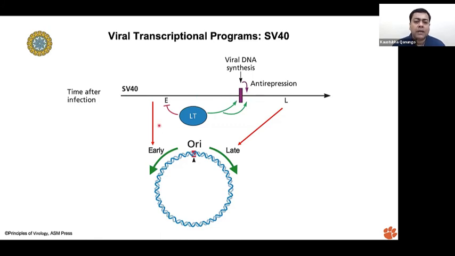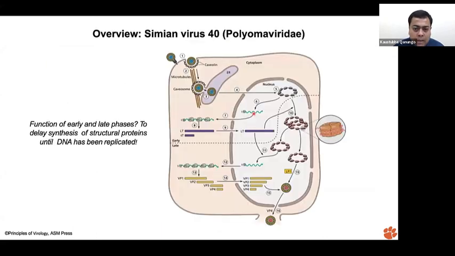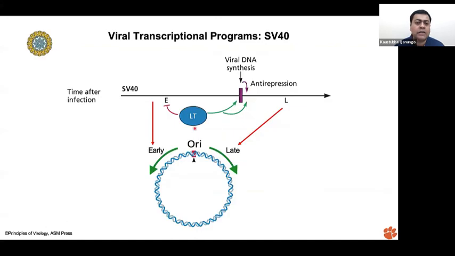So right here, it's a circular DNA, and this is the origin of replication. Right here is the early area, the early genes, and right here are the late genes, for example. And this is the linear representation of the same thing. So first, it produces the early mRNA, and this early mRNA will make the LT, which is, we just saw, early mRNA making this LT, or the large T antigen.